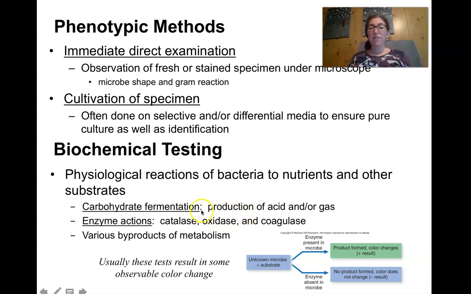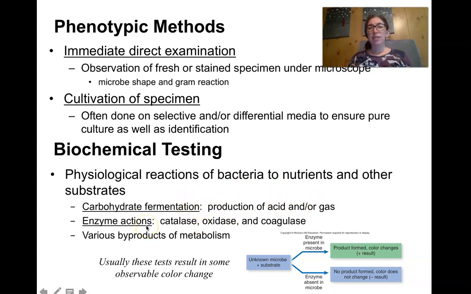You're just looking at the traits of that bacteria. And some very common ones that I mentioned before already are looking at carbohydrate fermentation, usually through production of acid and changing color of the media, like we did with our MSA and EMB plates. Or you can do it using liquid culture and looking for gas production, kind of like what we did with the fermentation with the yeast experiment. So that was another method of looking at fermentation.